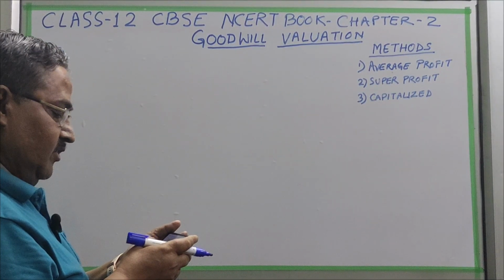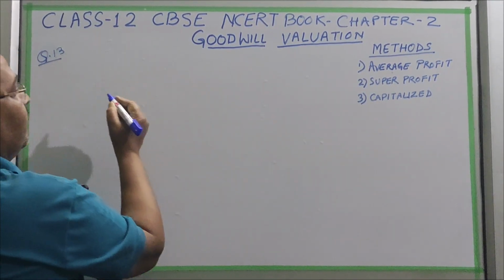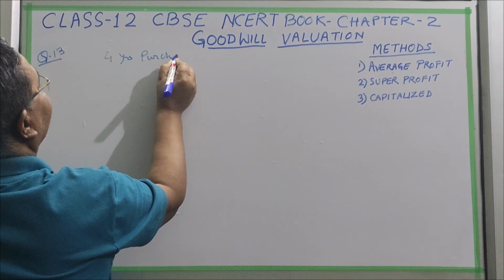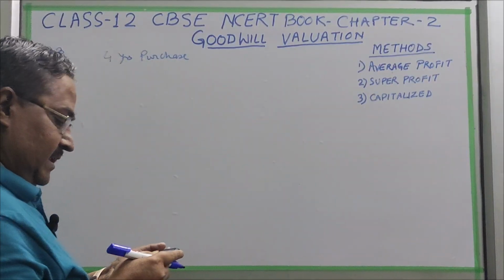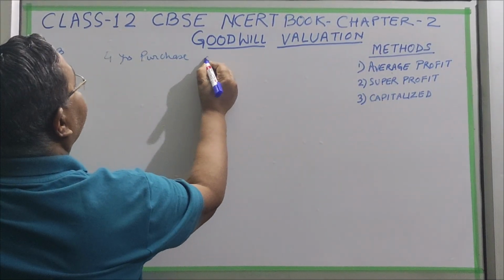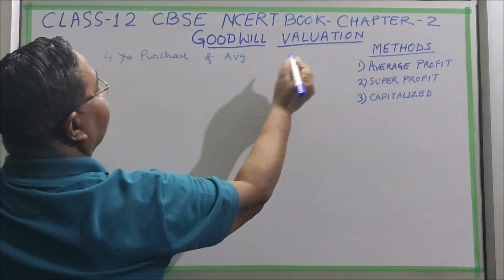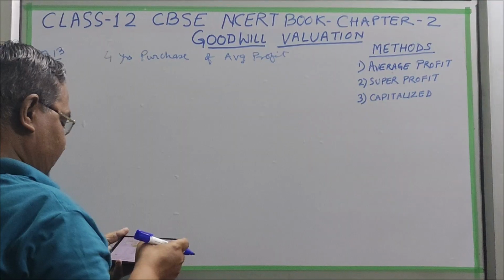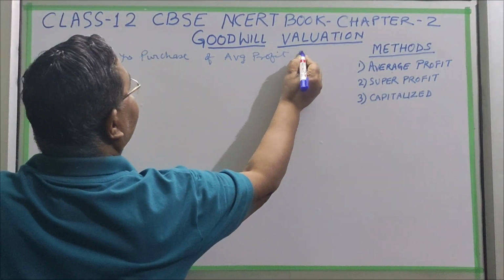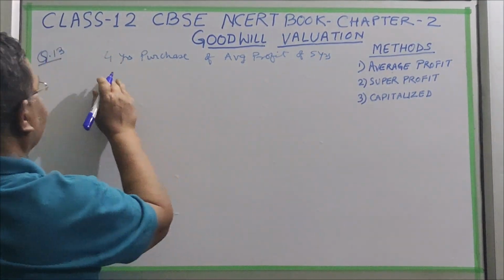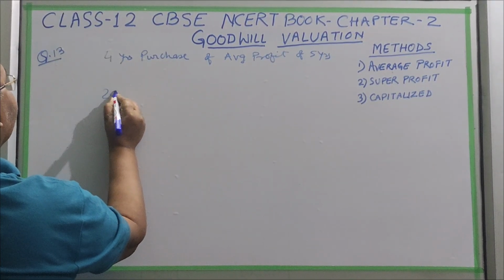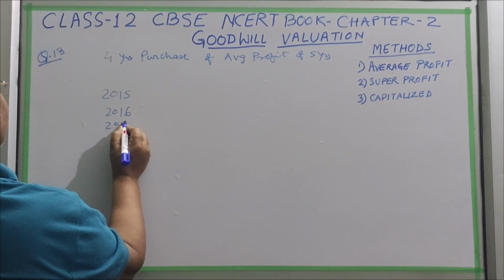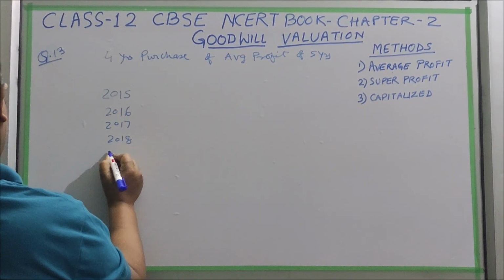The value of goodwill on the basis of 4 years purchase. Four years purchase means, I will tell you later on, purchase of the average profit. First method we are using. So here, the average profit of 5 years. Naturally 5 years profit is given: 2015, 2016, 2017, 2018 and 2019.